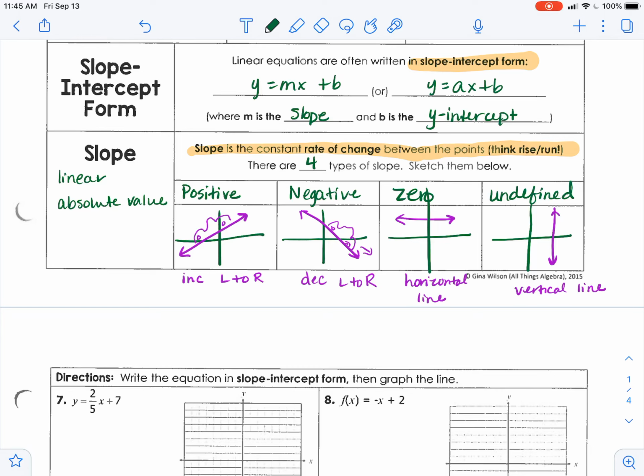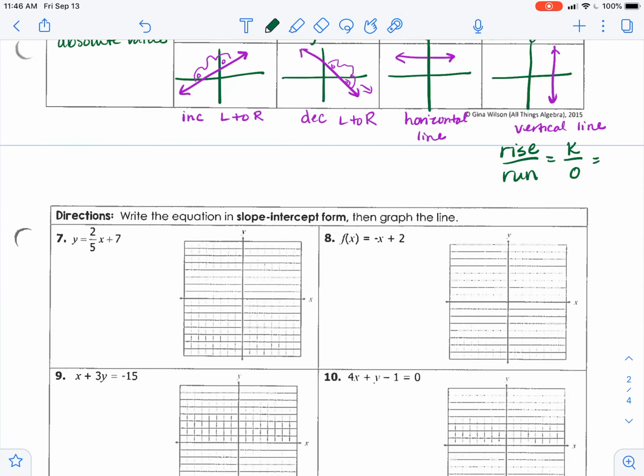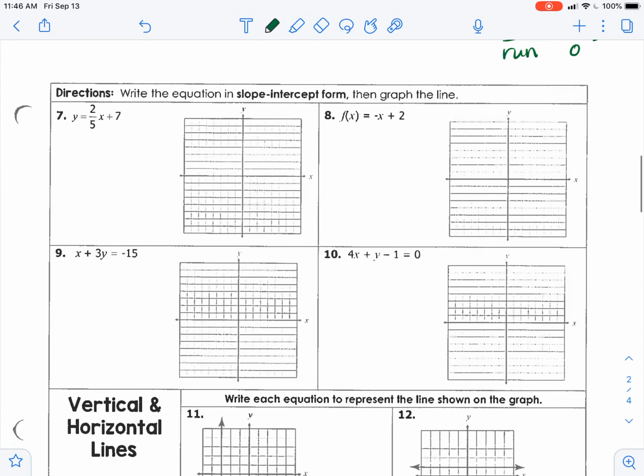Okay, and if you think about the undefined, if you're doing rise over run, okay, you're rising, so you have any number there, but in terms of running left and right, you don't have any number, and so that is a 0. There's your undefined. Okay? And so next we're going to be looking at some graphs in slope-intercept form.